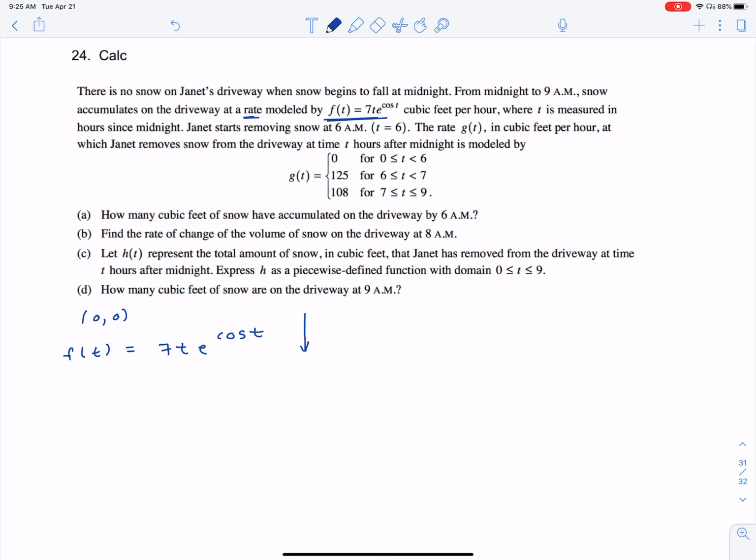Then this other function, this g of t function, represents her taking snow off the driveway. So this represents snow leaving. And that's kind of important, right? That we know the direction for both of these. One is where the snow accumulates, one is where it gets removed. Okay. How many cubic feet of snow have accumulated on the driveway by 6 a.m.? So all we want to know is how many cubic feet have fallen on the driveway. This does not involve anything being removed, right? In fact, she doesn't even start removing till after 6.